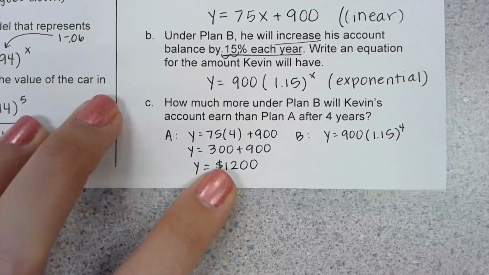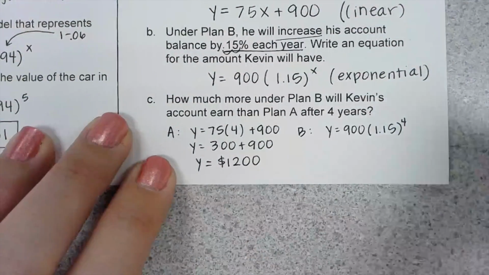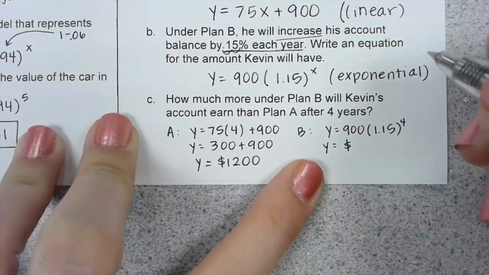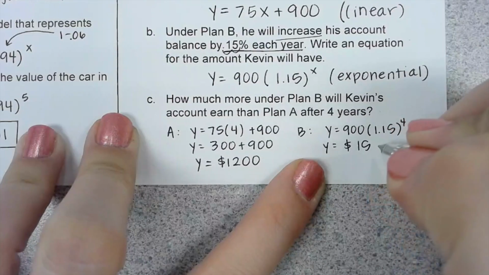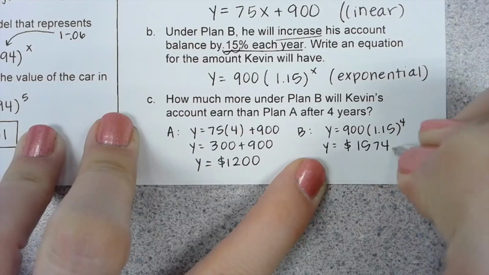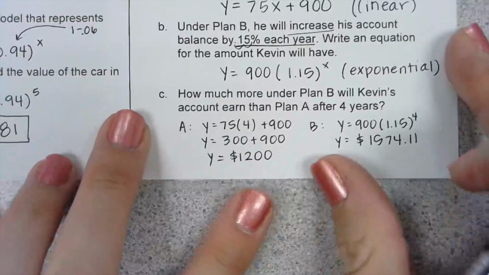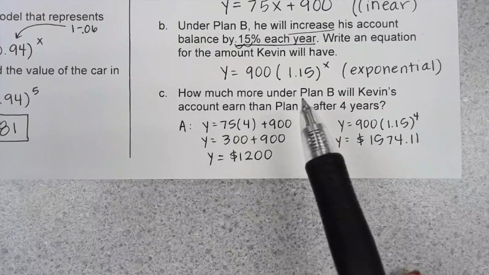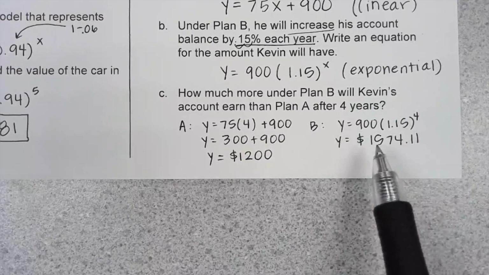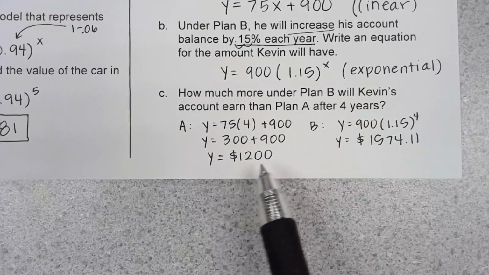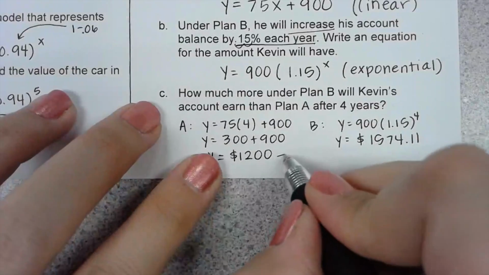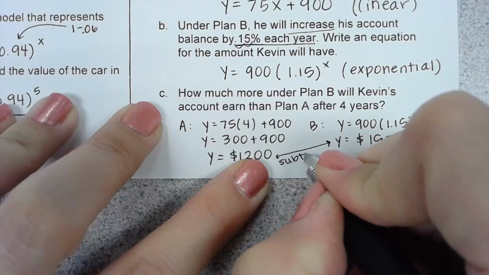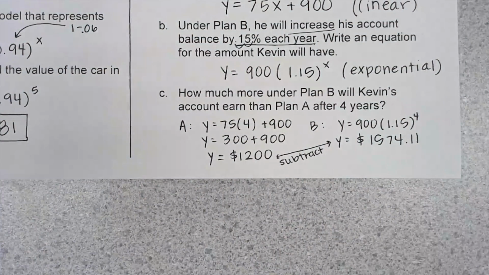And then under plan B, I'm also plugging in the number 4, but I'm plugging it into my second equation here. And so for this one, when I plug those numbers in and I round it to the nearest 2 decimal places, it works out to be $1,574.11. Neither of those is the answer to the question because it wants us to figure out how much more money he's going to have under plan B than plan A. So if he has this much under plan B and if he has this much under plan A, I would take the two numbers that I get here and here and I would subtract them to figure out the difference.